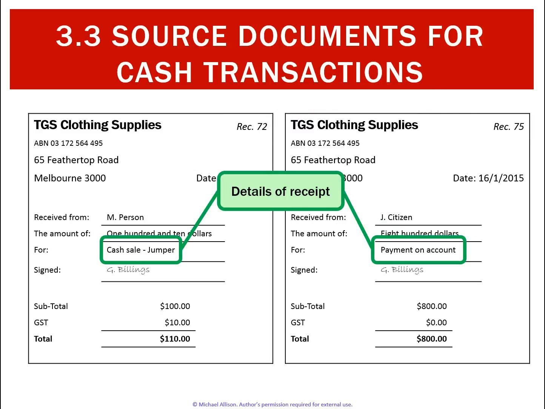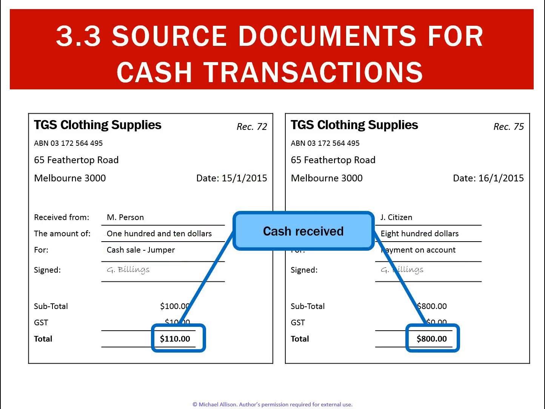And looking at the details, we should always look at what it's for. So the receipt on the left is for a sale, and the one on the right looks like it's a debtor paying us back money. And lastly, the total. So we can see not only the actual total, but also if there's any GST in the transaction.